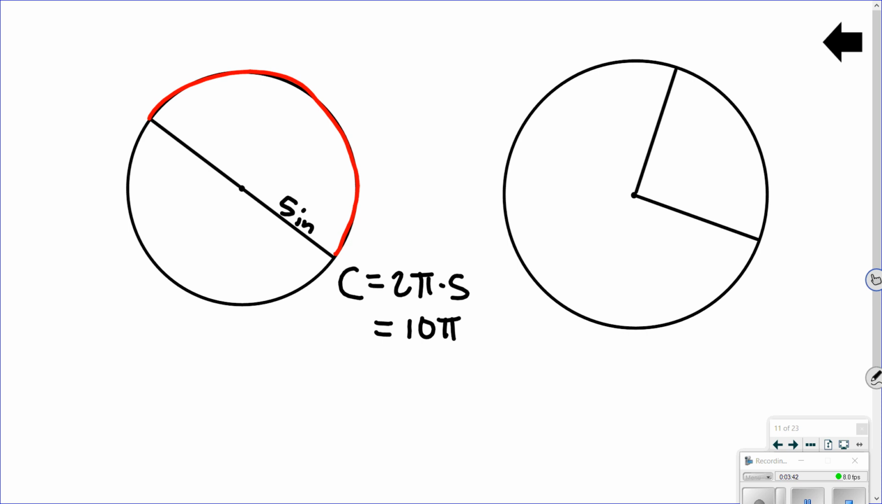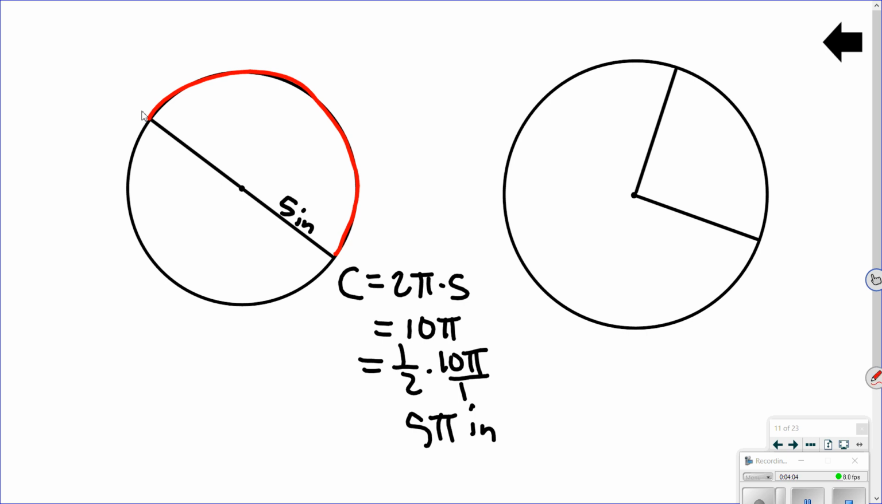Well, if I'm trying to find a semicircle, that's half of the circle. So all I do is take half of 10 pi. A half times 10 ends up being 10 over 2, so 5 pi inches would be the exact answer, or we could plug that in a calculator and get an approximate. Okay, let's look at this next one.